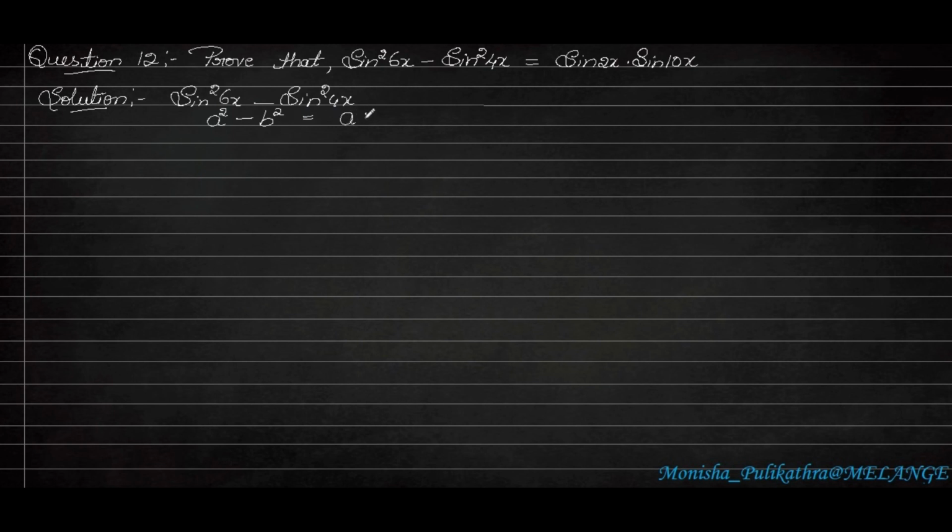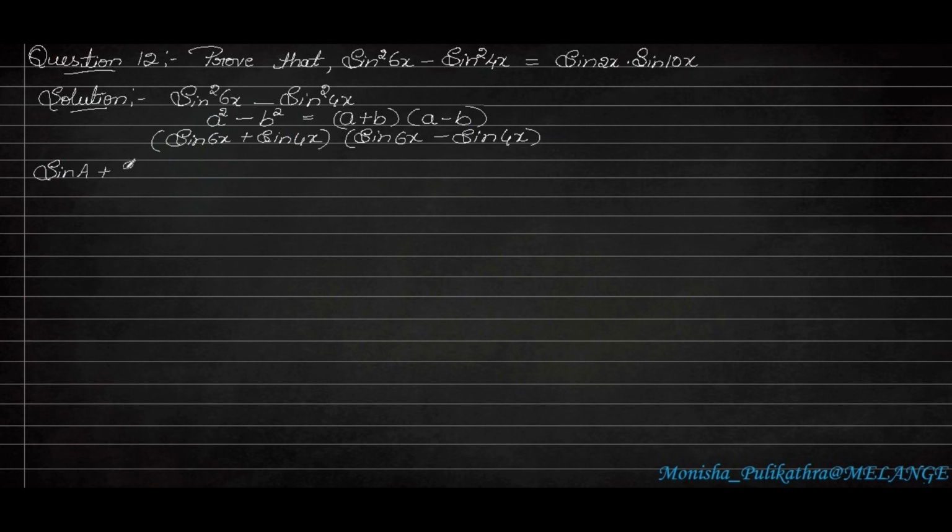So a square minus b square is equal to a plus b into a minus b. So we can split it in the form of a plus b into a minus b. So it will become sin 6x plus sin 4x and sin 6x minus sin 4x. Okay. So a square minus b square is equal to a plus b into a minus b. Here a plus b, a minus b. Okay. So after this we have to recall a formula.